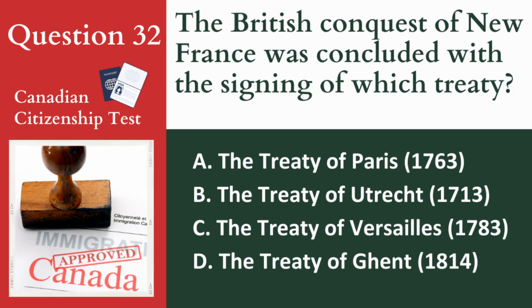Question 32. The British conquest of New France was concluded with the signing of which treaty? A. The Treaty of Paris, 1763. B. The Treaty of Utrecht, 1713. C. The Treaty of Versailles, 1783. D. The Treaty of Ghent, 1814. Answer A. The Treaty of Paris, 1763. The Treaty of Paris ended the 7 Years' War and marked the British conquest of New France.